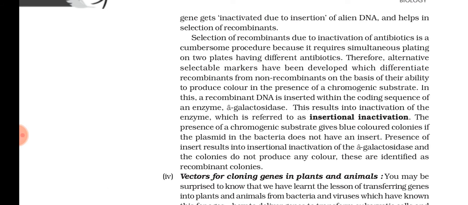So after doing the procedure of insertion of genes, you will check whether the plasmid has that particular gene of our interest or not. How will you understand this? If the bacteria are grown in colonies in a medium, you can see two types of colonies. One is producing blue colored colonies in the presence of a chromogenic substrate, and the other colonies will be colorless.